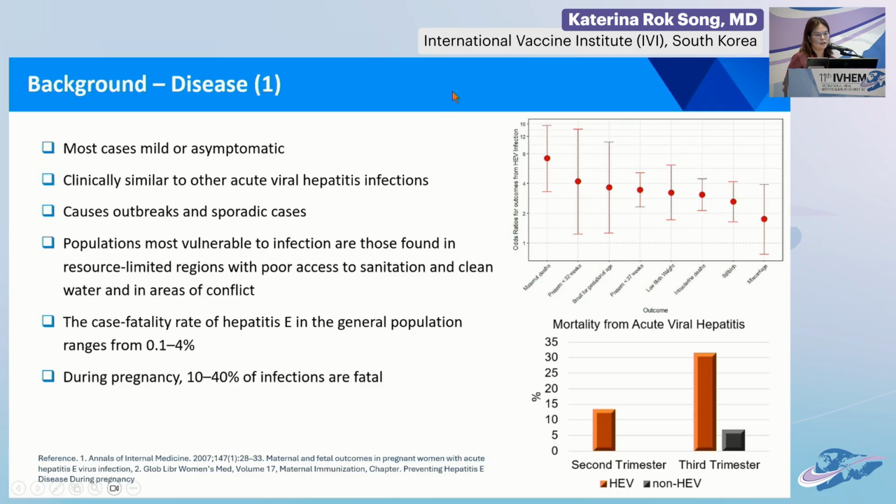If you look at the graph above, it's showing the disease burden among the pregnant. It's the odds ratio. For maternal deaths, if you have the infection, maternal deaths go up to 8 times. Also, stillbirth, miscarriage, and preterm delivery, everything goes up if you have the Hep E infection. The mortality of the disease gets very high in the latter phase of pregnancy, particularly during the 3rd trimester.